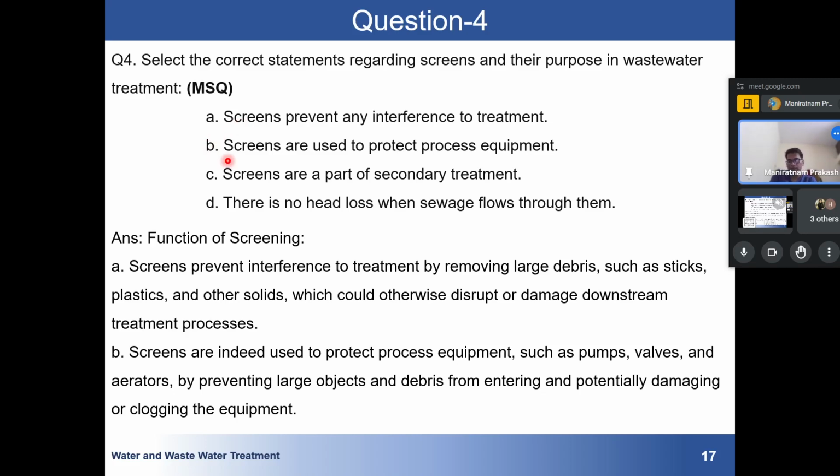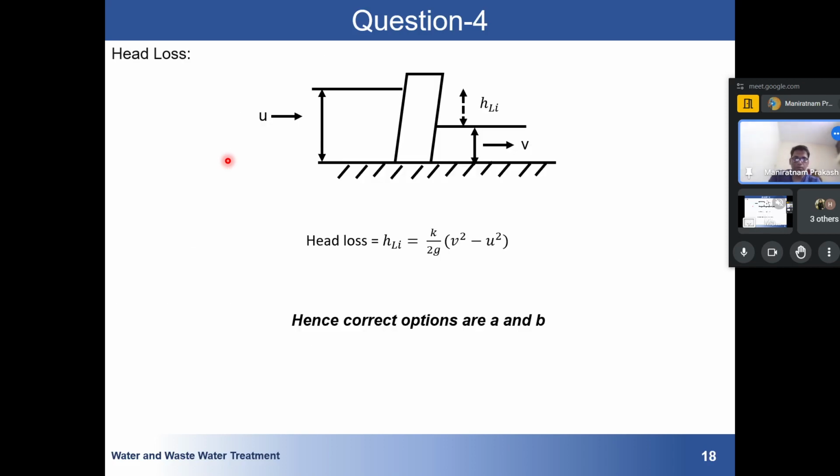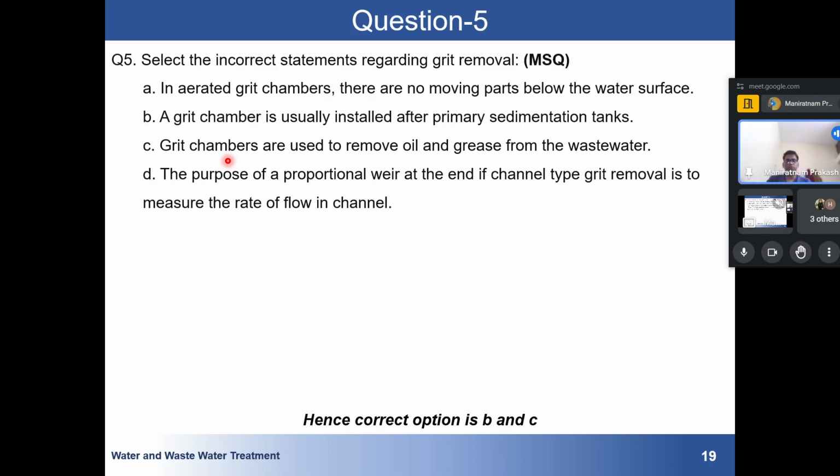Okay, I am just giving you an overview. If you want to go into detail, please refer to some books. In the end, I will also share some books where you can read in detail. Okay, coming to the fourth question regarding grit removal. The answer has already been given due to some animation problem, but let's move on. Grit removal.